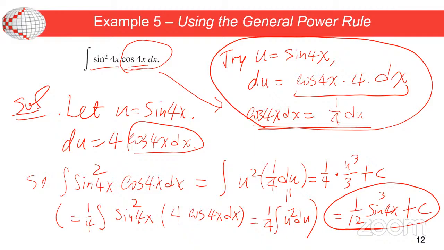Okay, so that's another example. So we see substitution is really a pretty useful one. It immediately simplifies the function you're given if the substitution works.